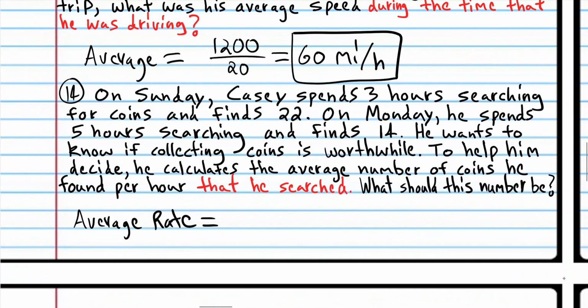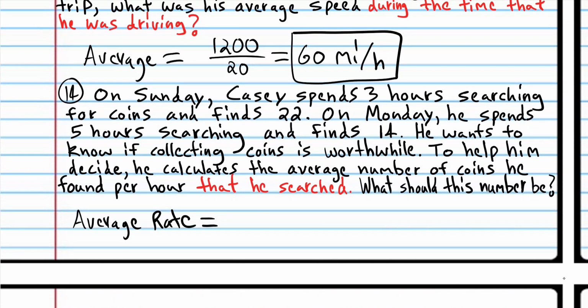So the total change is going to be that he found 22 plus 14 coins. So that would be a total of 36 coins. That's the total change when it comes to the coins that he has. He now has 36 more coins. That's the change. He may have had 100 coins, but then he found 36. Well, now he has 136. So the change in the number of coins is 36.